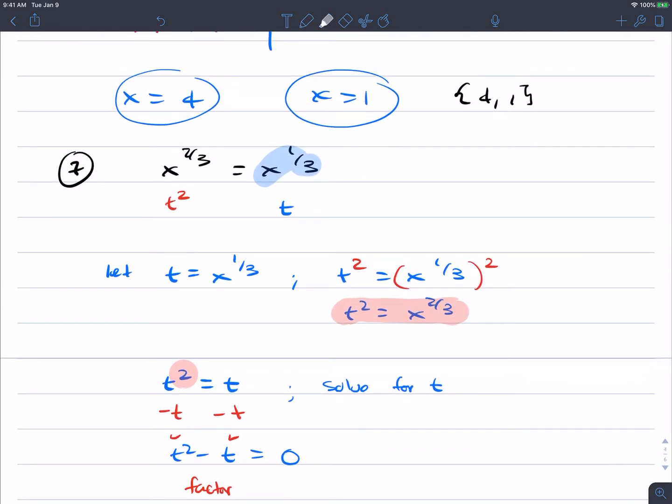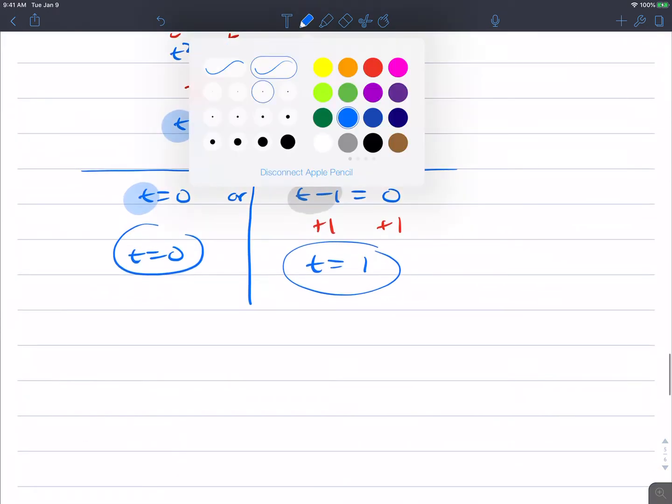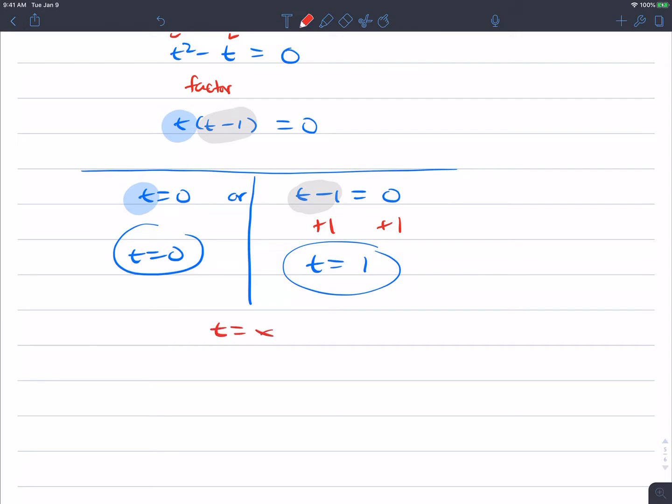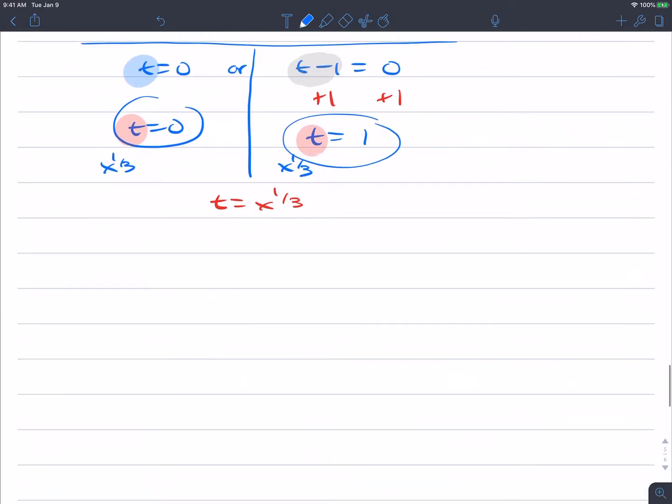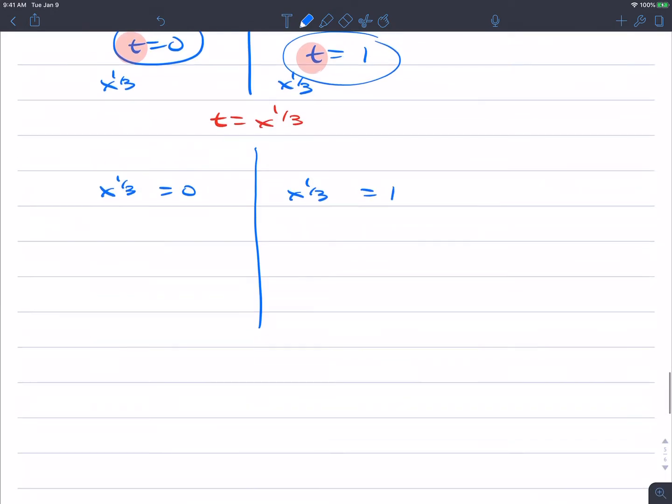But let's recall what t really is. T is x to the 1/3 power. So since t is x to the 1/3 power, we're going to use that relationship. What that means is this t and this t can be replaced with x to the 1/3 power. So what that gives us is x to the 1/3 power equals 0, x to the 1/3 power equals 1. Now you can say, is this the cube root of x equal to 0, the cube root of x equal to 1? And the answer is yes, this is cube root.